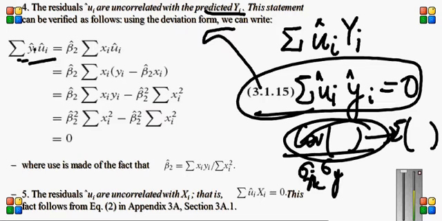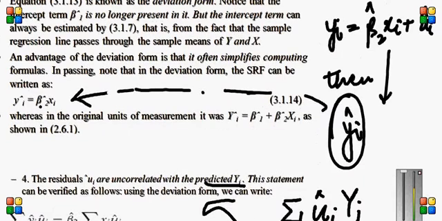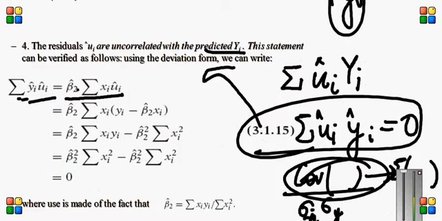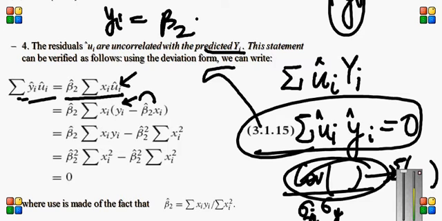So I can write summation yi hat ui hat as this, because we just proved that yi hat is nothing but beta 2 hat xi. So if I take summation on both sides, this becomes this. So beta 2 hat is nothing but summation xi ui hat, and I know that ui hat is nothing but yi minus beta 2 hat xi, because in the deviation form we remember that small yi is equal to beta 2 hat small xi plus ui hat. So from here I know that ui hat is nothing but yi minus beta 2 hat xi.